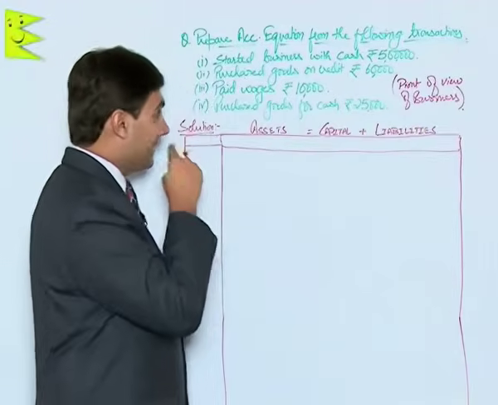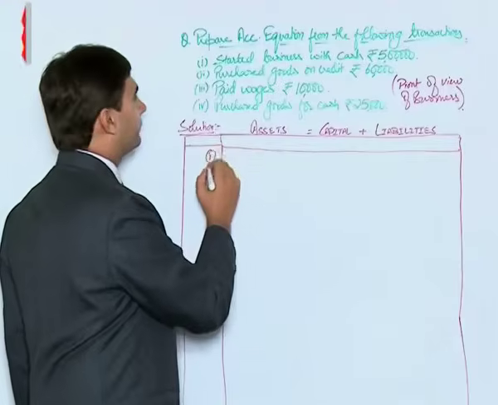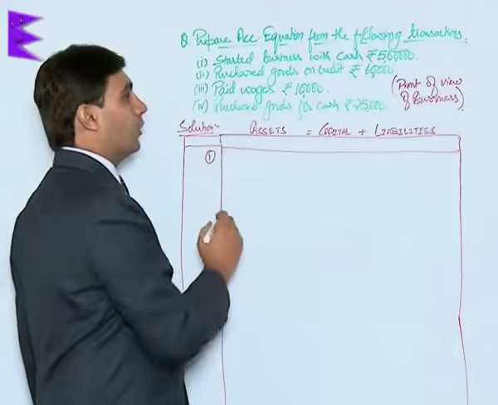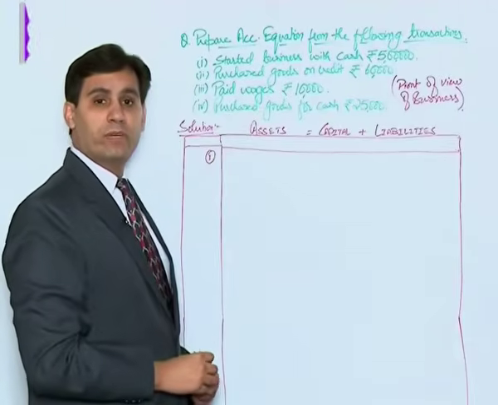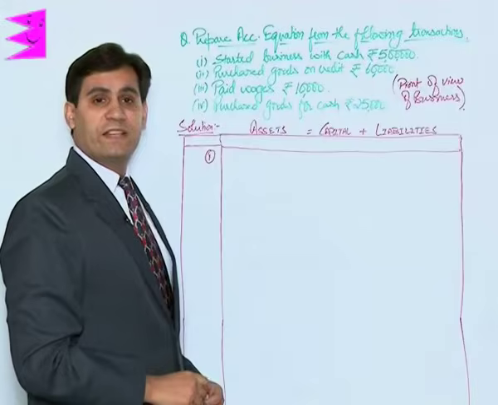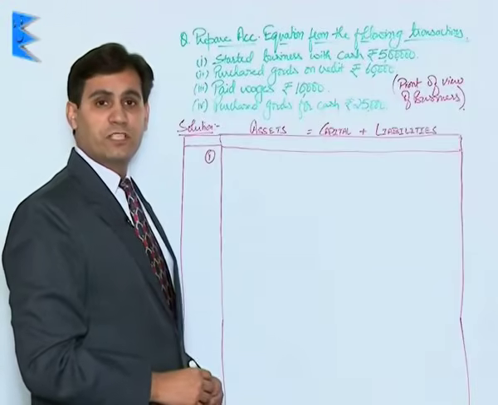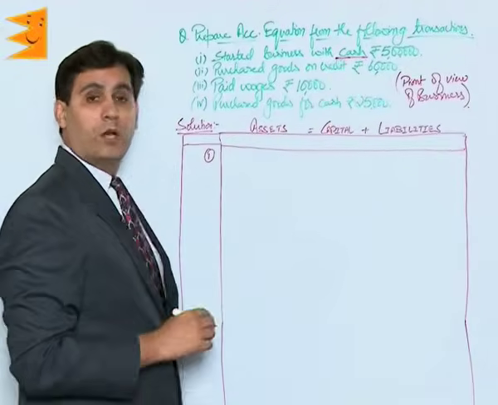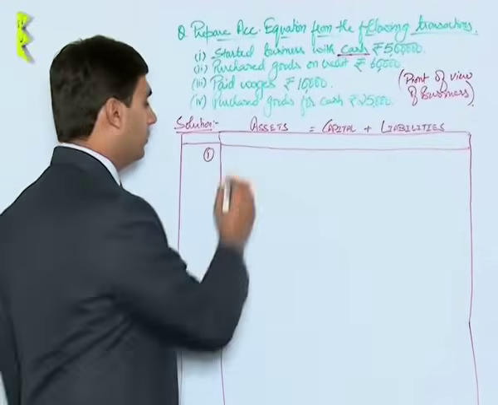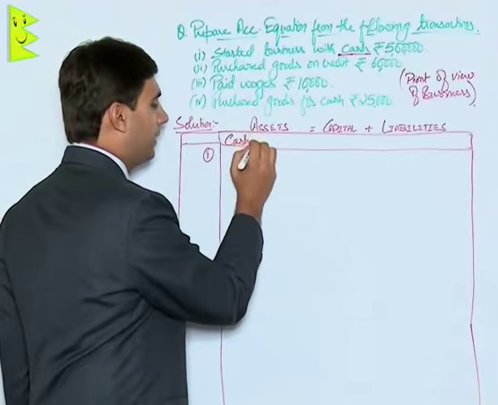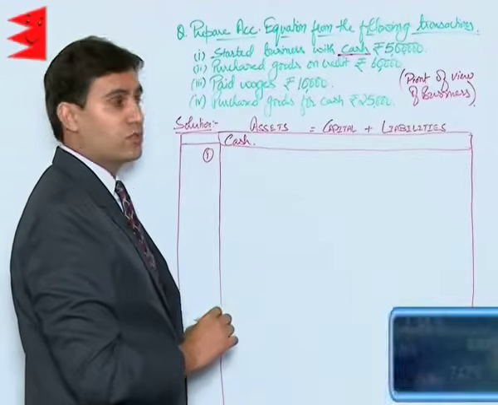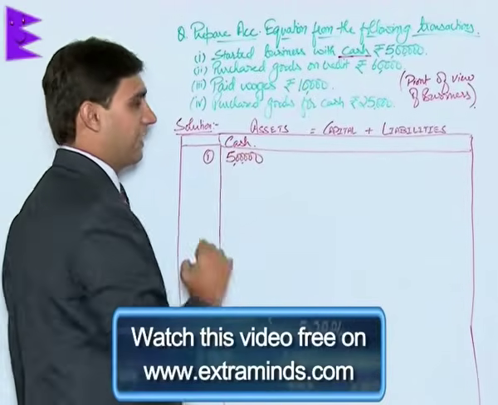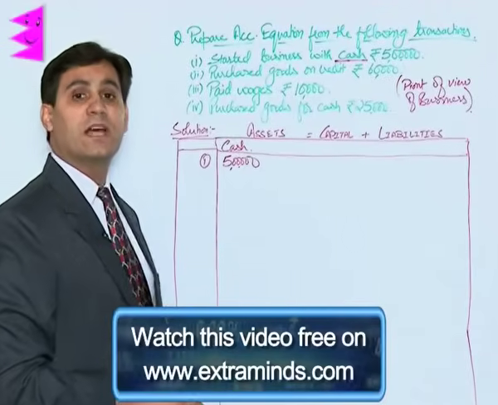Now students, let us understand the first transaction. Started business with cash. From the point of view of business, there are two effects that are there in this transaction. The first one being that the owner is bringing cash. Now, cash is an asset, we know it has certain value. So, in asset column, we'll create a separate column for cash. Cash, the business has received cash worth rupees 5 lakhs. Now, this is the first aspect.